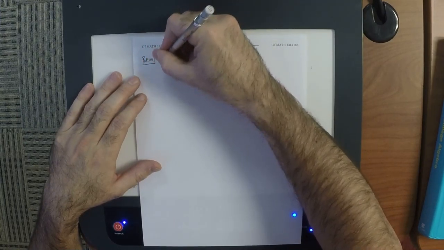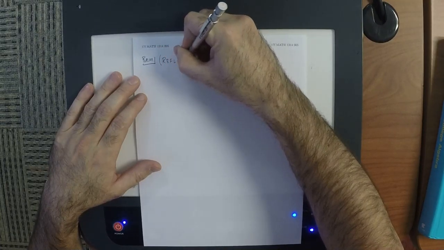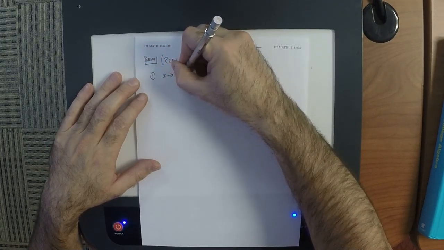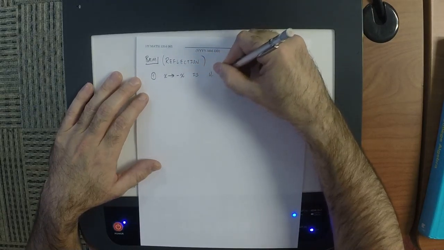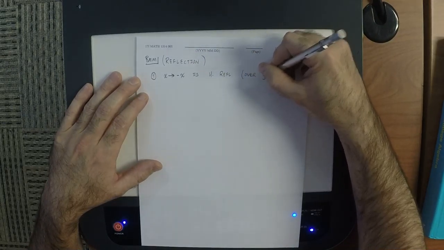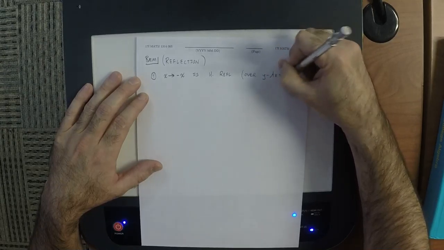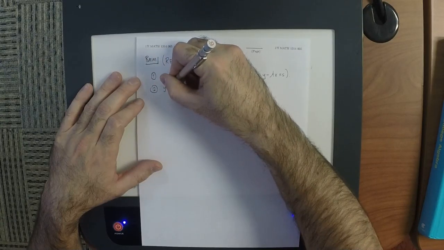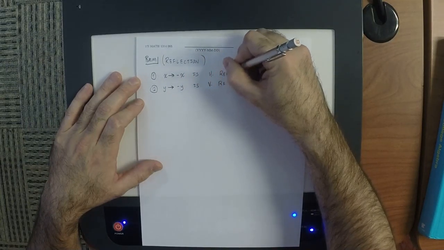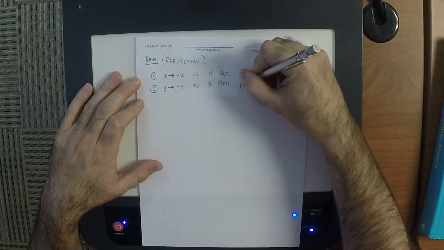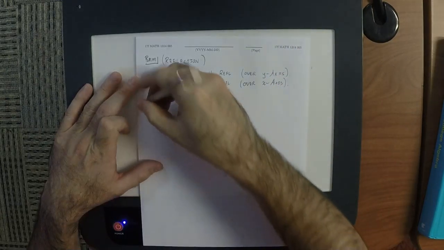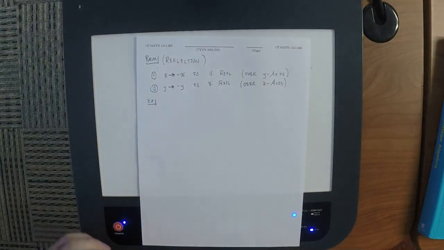Now I lost track. Here we are. Reflection. The transformation x transforms to -x is a horizontal reflection. That is to say, over the y-axis. And y transforms to negative y is a vertical reflection, that is to say, over the x-axis.